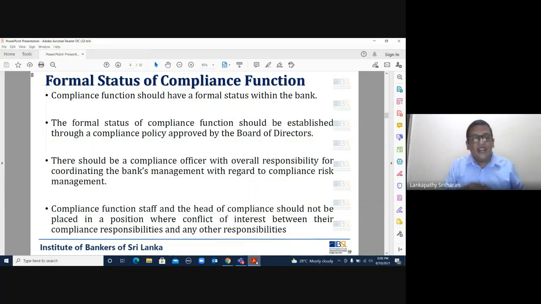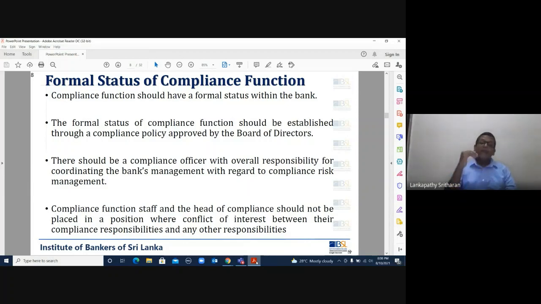Then the second one is that there should be a compliance officer with overall responsibility for coordinating the bank's management with regard to compliance risk management. That is the second one. The first one is approving the policy. The second one is that the compliance officer should be appointed, normally called a chief compliance officer.